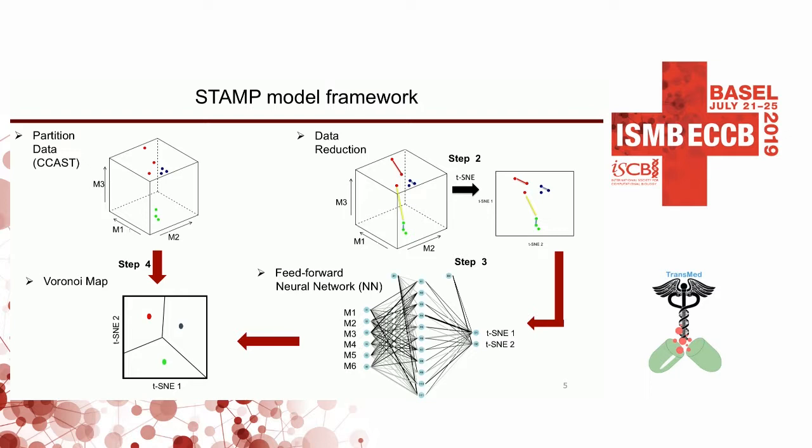Basically, we pool the data, and then we partition the data using an algorithm which I developed during my postdoc at Stanford called CCAST, which stands for Clustering, Classification, and Sorting Tree. Then we combine it with Voronoi mapping, which allows us to create boundaries on the map. At the same time, using the famous neural network, which has been very powerful, we also train the neural network on a t-SNE feature space using the high-dimensional data, and this allows us to project new samples on the map.